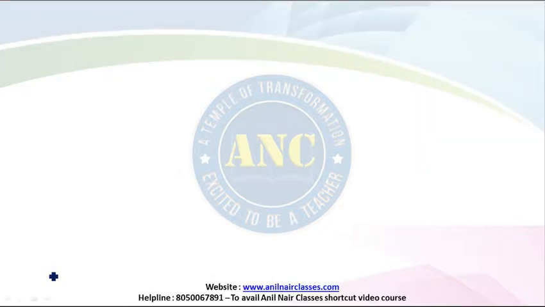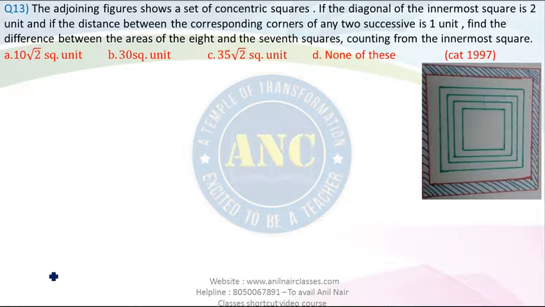Now let us understand the next beautiful question. This question is your original question which was asked in the year 1997 in one of the toughest examinations called the CAT examination. Now see here, sir. The question says, the adjoining figure shows a set of concentric squares.